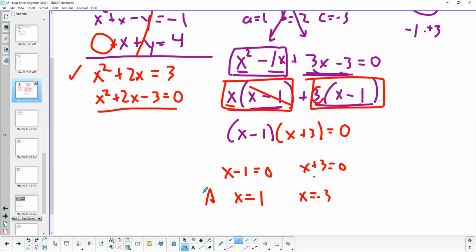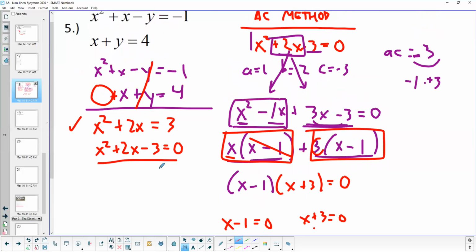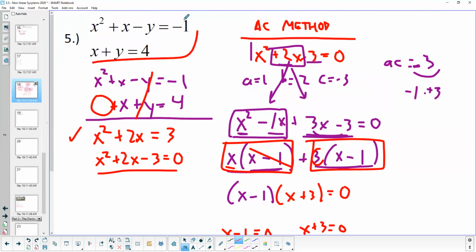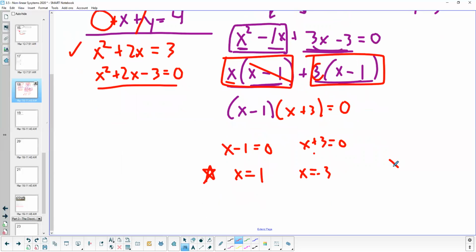Now, we do have one extra step because this is a system of equations, and we're basically finding the coordinates where each of these two graphs intersect each other. So you have an x coordinate, but you also need a y coordinate. So I'm going to use this equation. You can actually use either one. And that equation is x plus y is equal to 4. And I need to plug in each of these x values to find the y value that goes with it.